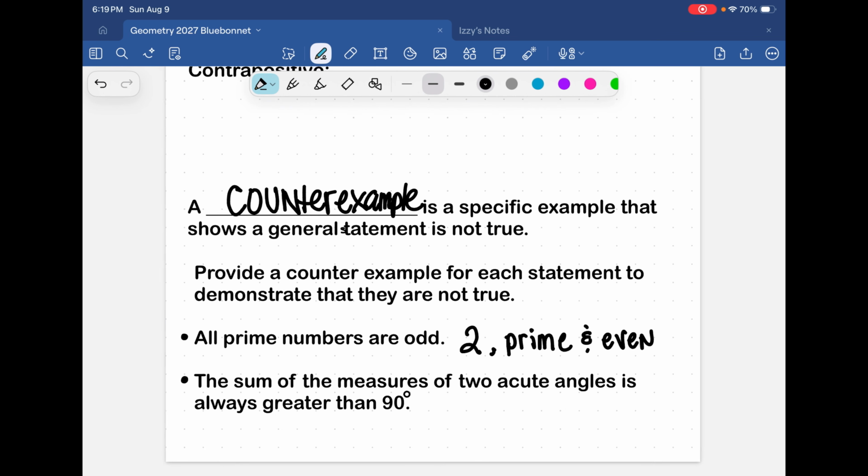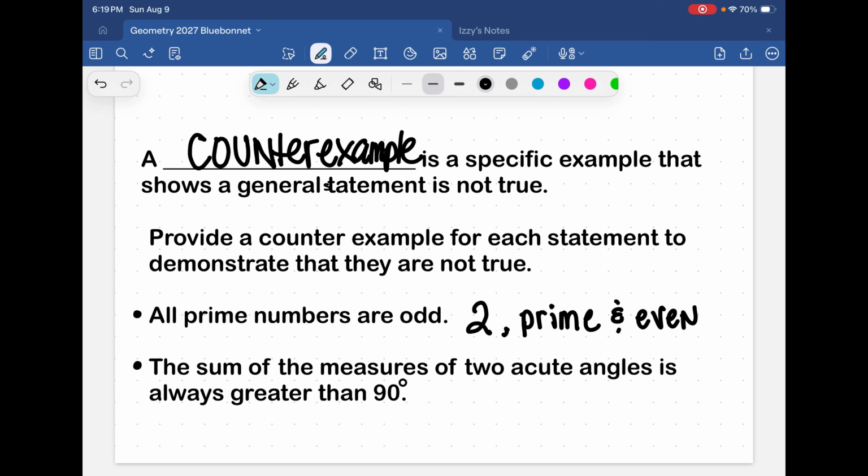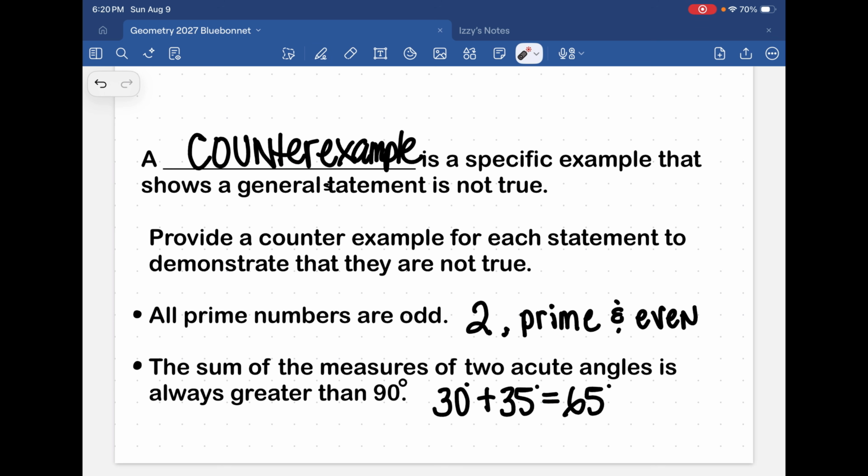How about this statement? The sum of the measures of two acute angles is always greater than 90 degrees. Well, if I remember correctly, an acute angle is less than 90 degrees. Although that is true for a lot of acute angles, 50 plus 50 is 100. That is true. What about 30 degrees plus 35 degrees? This is only going to add up to 65 degrees. And there's my counterexample. I have two acute angles that when I add them up, their sum is less than, not greater than, 90 degrees.